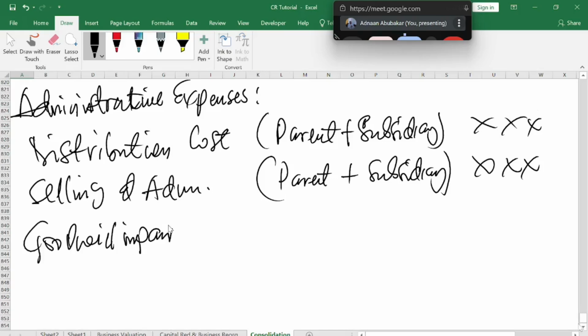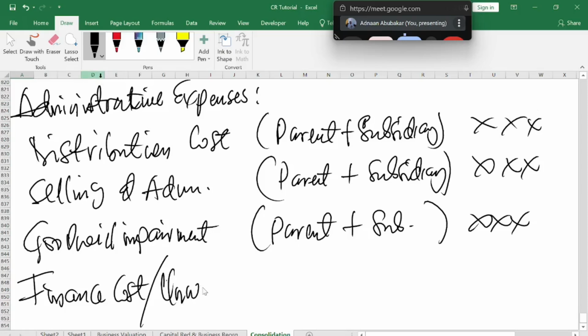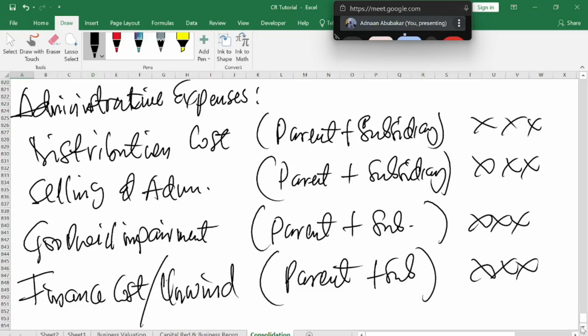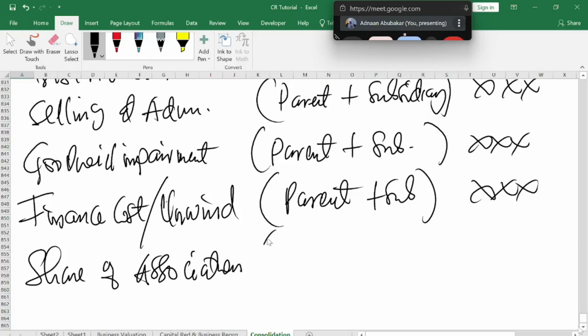Goodwill impairment. Now, goodwill impairment, you also have parent plus subsidiary. All right. So you may also have what we call finance cost. So if you don't find finance cost, or you find unwound, they're all talking about the same thing, right? Okay. Parent plus subsidiary. You have this. Okay. And then you may have also share of association. You know association? Yeah, association.